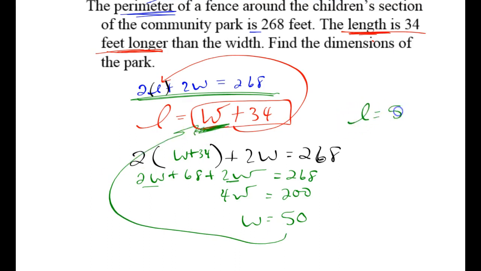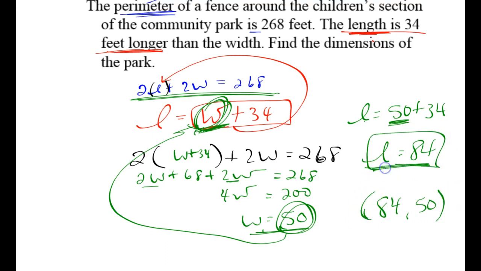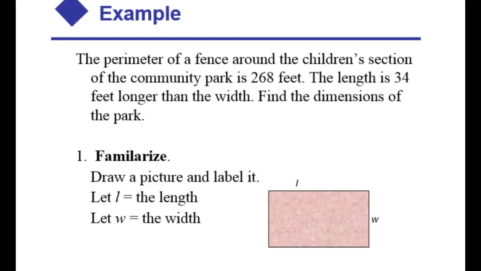The length is W plus 34. Well, W is now 50, so let's write 50 plus 34. So the length is 84. And you can certainly write that as an ordered pair, but it might make more sense to leave it. The length is 84, because if you just write 84, 50, I don't really know if you're doing length and width or width and length. So I kind of like L and W, L equals and W equals.